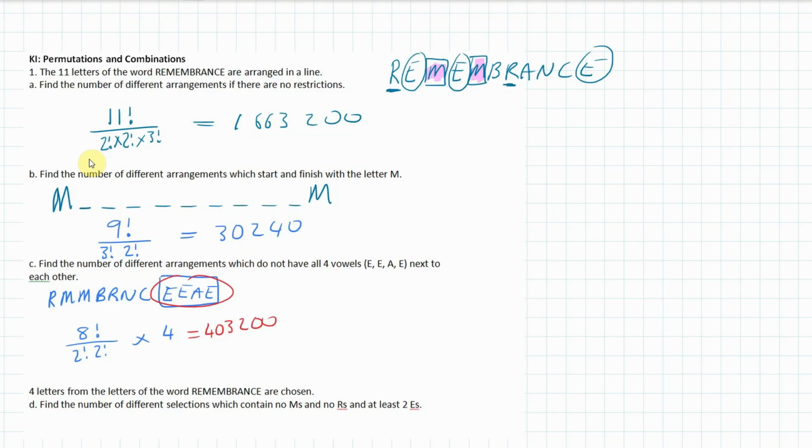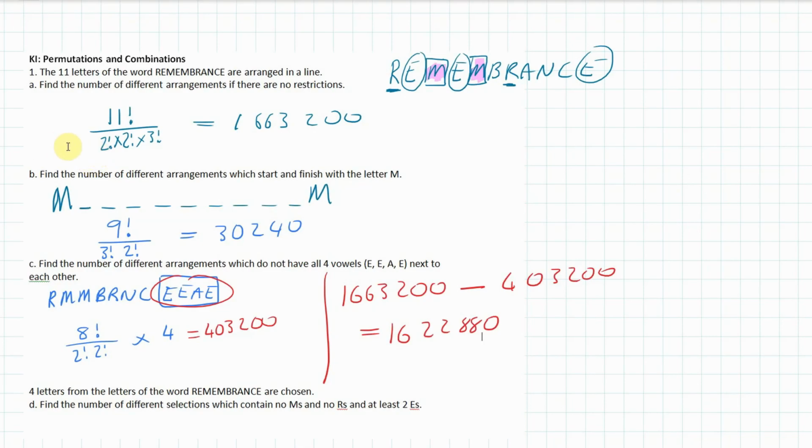Now, to find the ways where we can't do that, or they're not together, we go the original number that we got for all of the different ways we can arrange it. We subtract the ways where the vowels are together, and that gives me 1,622,880 ways that I can arrange them where they're not all together.